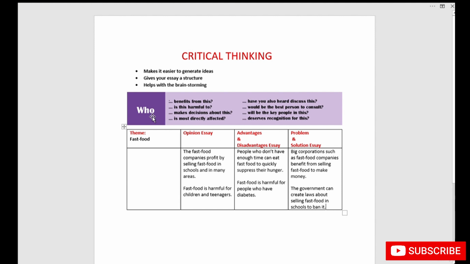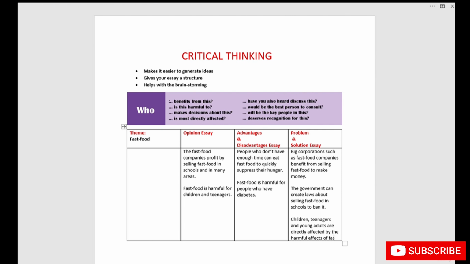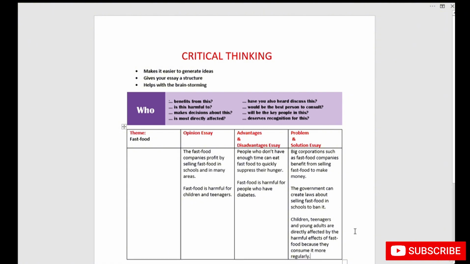And for the who is most directly affected part, we can talk about, again, the problem and solution essay. And let's imagine that you are describing the problem. So you can say, children, teenagers, and young adults are directly affected by the harmful effects of fast food because they consume it more regularly. So let's imagine you are talking about the problem part. So you can say that and you can explain your ideas.